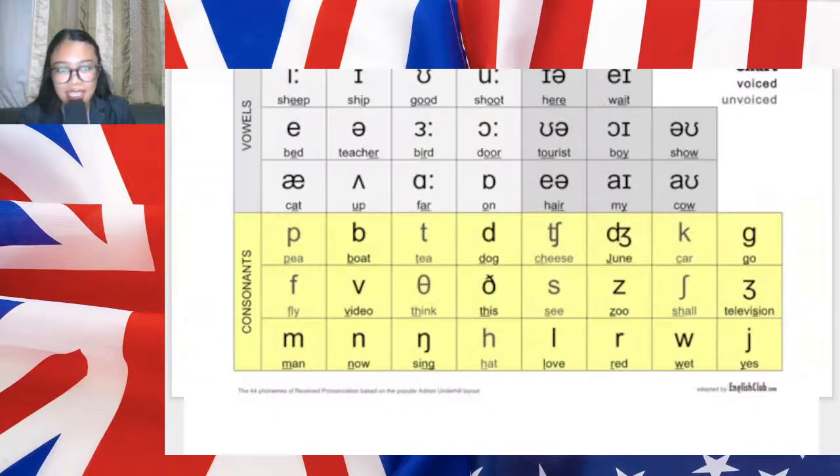Now, that is the IPA chart. Now, don't get too overwhelmed with this. If this is the first time you are seeing this chart, don't get overwhelmed. It might be intimidating with all the symbols, with all the unfamiliar terms like monophthongs, diphthongs, voiced and voiceless. What does that mean?